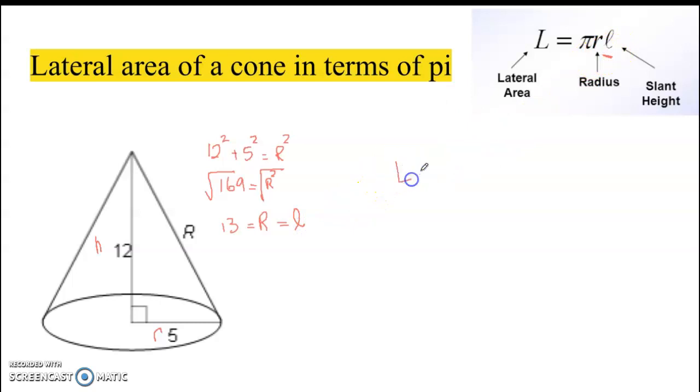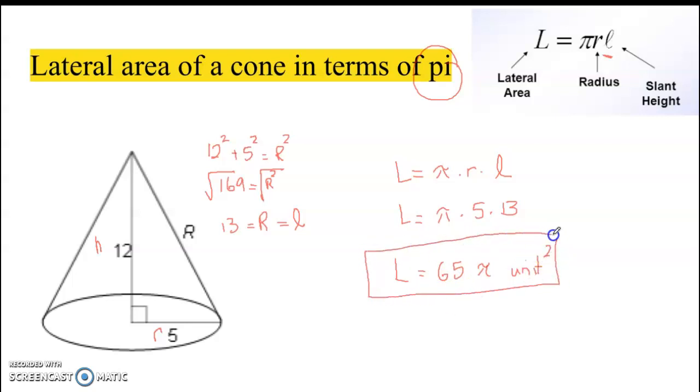Now when you substitute, the lateral area is equal to pi times r times L. That's just me, I like to rewrite it. Pi times 5 times 13. Now it says in terms of pi, meaning do not enter pi in the calculator. All you're going to do is 5 times 13, which is 65 pi. There are no units given again in this one, so we're just going to say units squared. And that's my final answer. There you go. That's it.